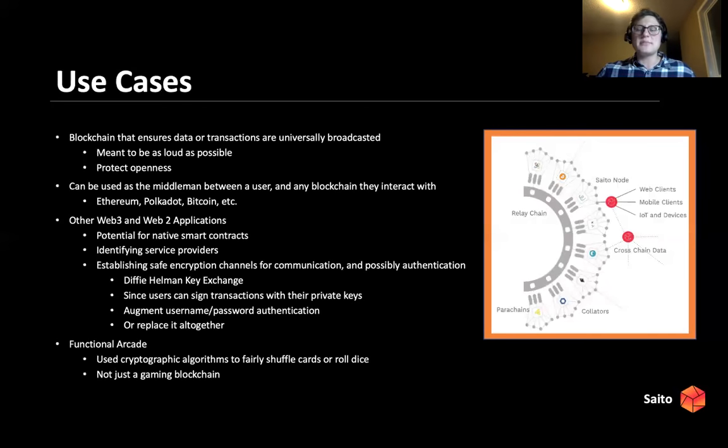So like I said, Saito is meant to be as loud as possible. So you could sort of broadcast your need for a Facebook node or broadcast your need for a Twitter node who will be able to provide that decentralized Twitter service for you. Now, one other neat use case that I see Saito providing is the possibility of performing a Diffie-Hellman key exchange over the blockchain.